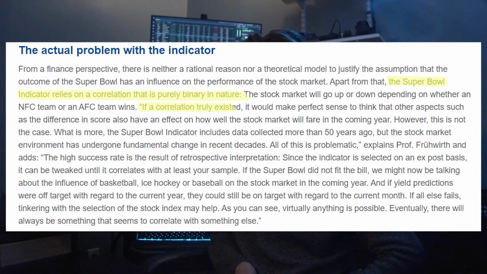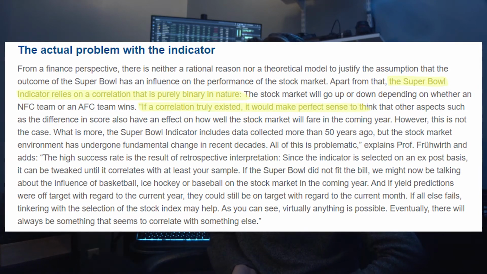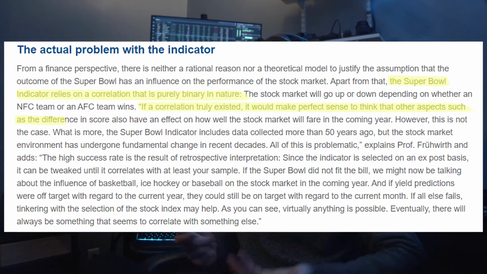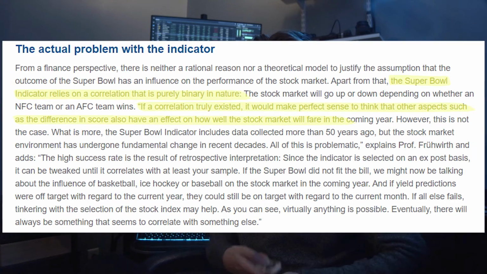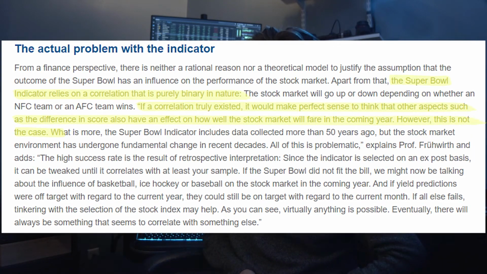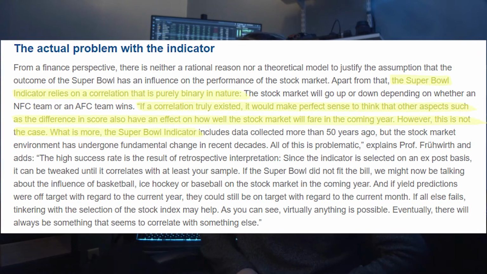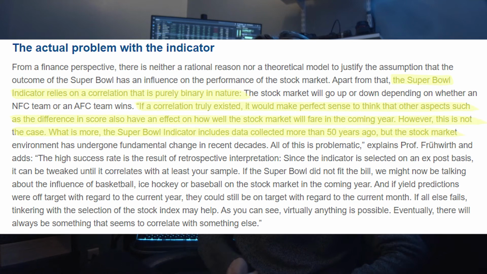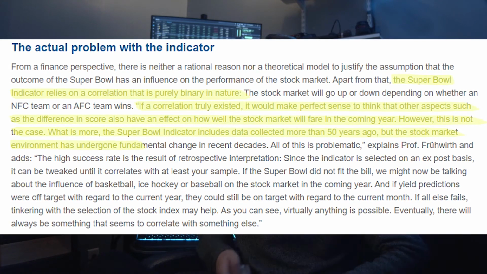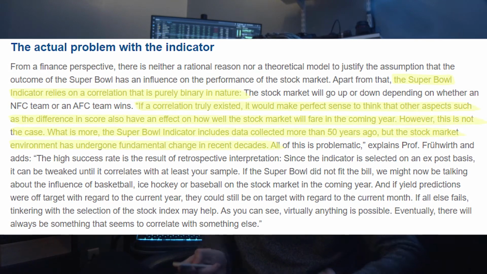If a correlation truly existed, it would make perfect sense to think that other aspects, such as the difference in score, also have an effect on how well the stock market will fare in the coming year. However, this is not the case. What is more, the Super Bowl indicator includes data collected more than 50 years ago, but the stock market environment has undergone fundamental change in recent decades. All of this is problematic.